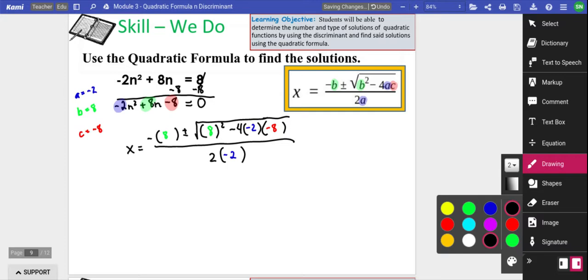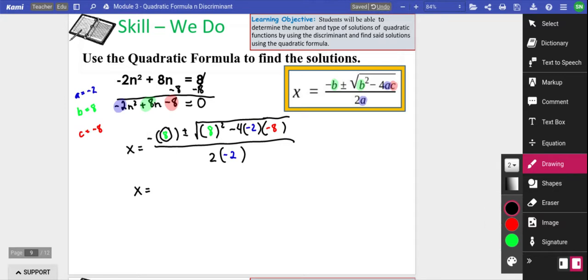Now we are ready to simplify. X equals, we have a positive 8 inside, multiplied times the negative, it becomes negative 8, plus or minus. Now the radical, 8 squared is 64. Then if we multiply negative 4 times negative 2 is 8, times negative 8 is negative 64. And on the outside at the bottom, we have 2 times negative 2 is negative 4.